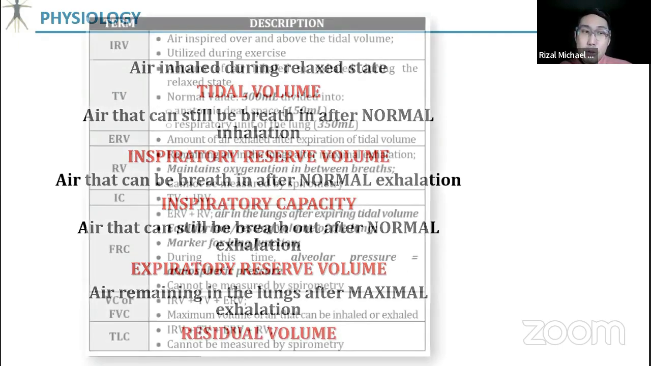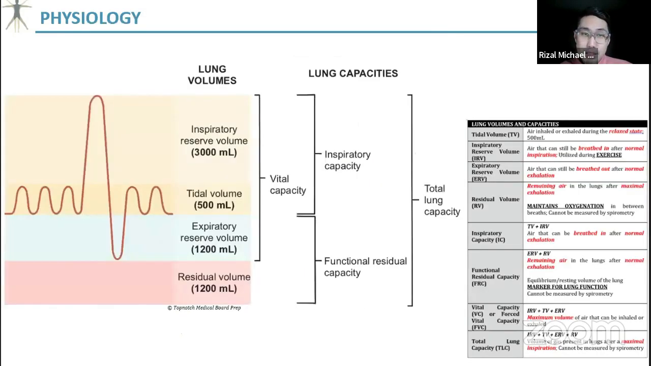So this is the topic in respiratory physiology that looks easy, but when the examiner puts the items side by side, it becomes confusing. My technique here is you really have to know your tidal volume, because from there you can derive the answer. Earlier we said relaxed state, so normal inspiration and normal exhalation, that's your tidal volume.